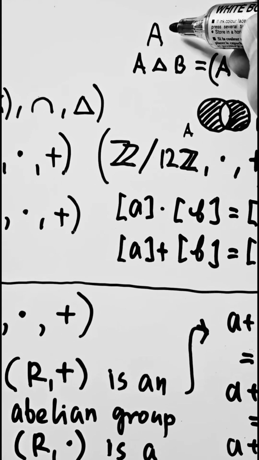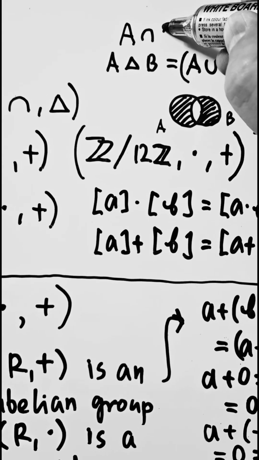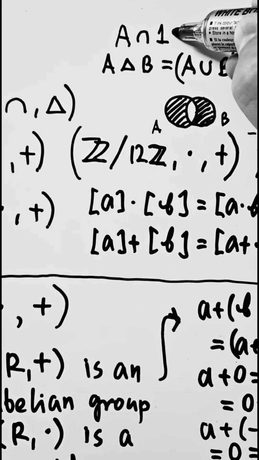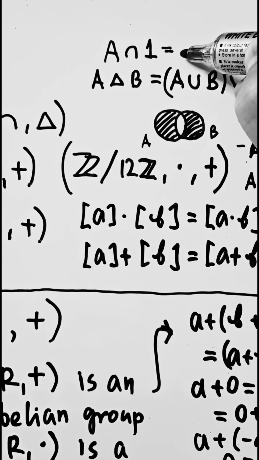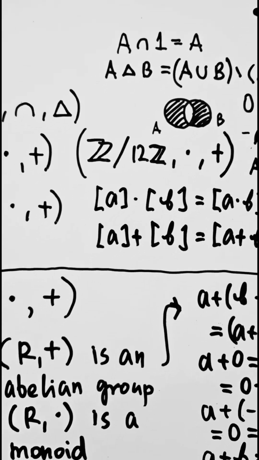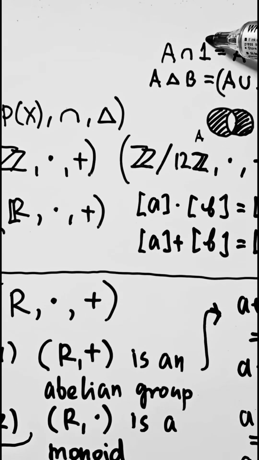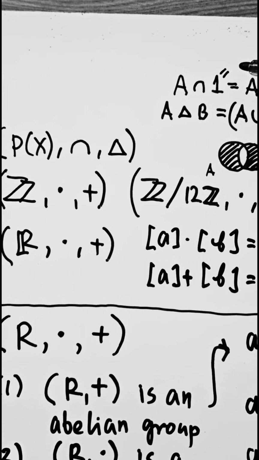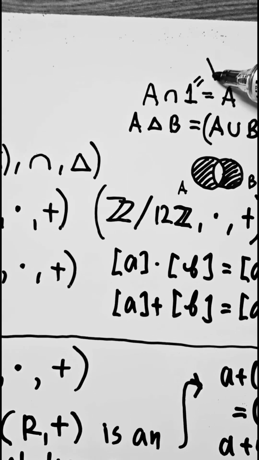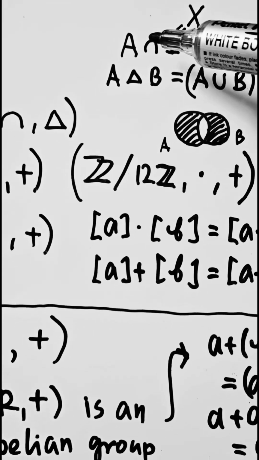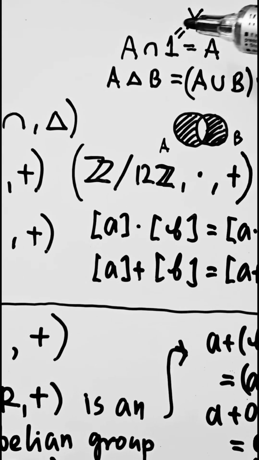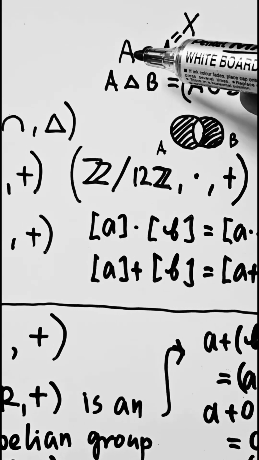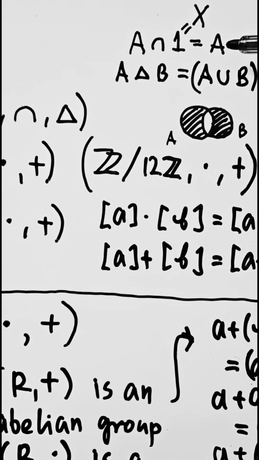It would have to be something that when we intersect with A, we always get back exactly the same A. This has to be true for every A. As a consequence, we can conclude that the multiplicative identity must be the entire set X. The intersection of every A with the entire set X, because A is always a subset of X, will result in the same A.